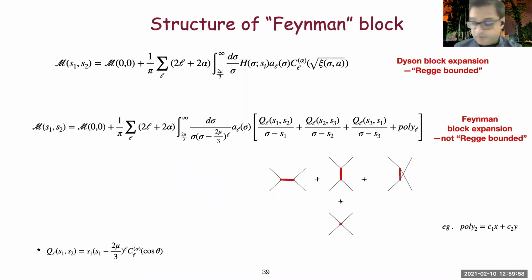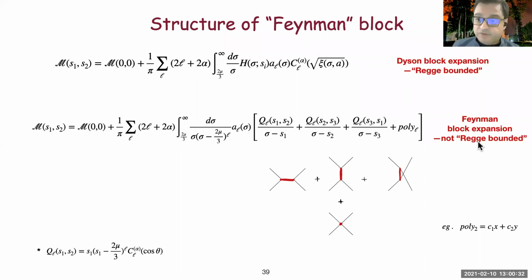So what is the structure of the Feynman block? I want to do this at the level of the quantum field theory, because at the level of the Mellin amplitude the story is going to be similar. So this is what I would call the Regge block expansion, and the Dyson block expansion. And the Dyson block expansion is in fact Regge bounded. Why is it Regge bounded? Because in the Regge limit, if you look at it from the original variable's point of view, the Regge limit was such that S2 went to infinity. And of course, the kernel was bounded. So that is the reason why this is manifestly Regge bounded.